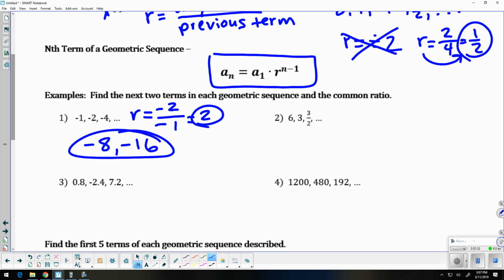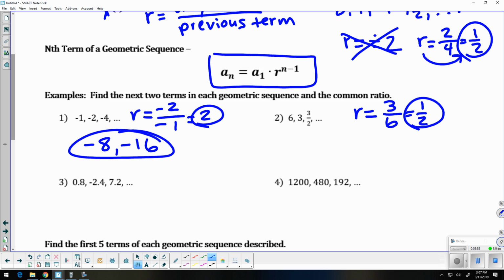Now we're done. Same thing for the next one: figure out what R is first. To find R, take any term, like 3, and divide it by its previous, which is 6. R comes out to be the ratio 1/2. We're just multiplying by a half each time. Multiplying by a half is the same as dividing by 2, so either way you look at it, it's the same thing.